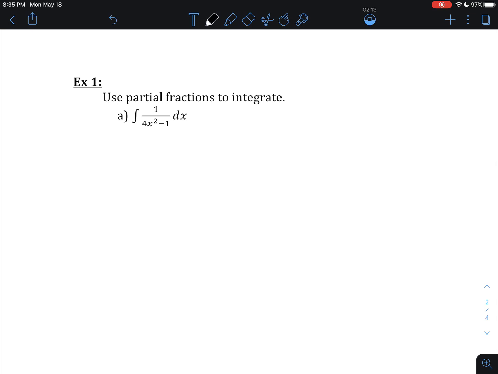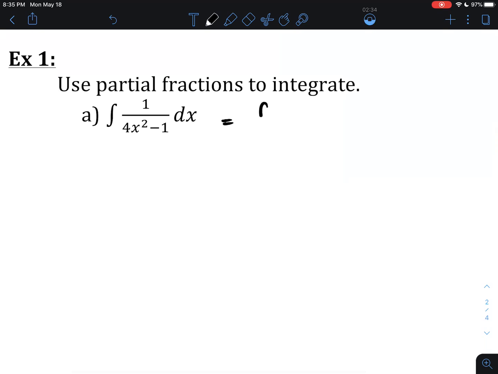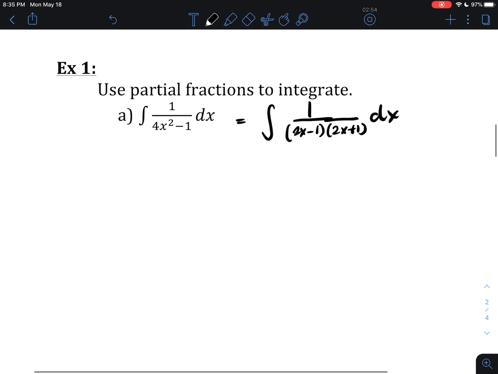All right. So example 1, use partial fractions to integrate. So we have the integral of 1 over 4x squared minus 1 dx. Okay, so of course, like I said, number 1 is usually not used. So 2, let me make this a little bigger. 2 says to factor the denominator. Well, if I factor the denominator, that's a difference of squares. I hope we remember those rules. This gives us 2x minus 1 times 2x plus 1 dx. Okay, so it starts off by making this factor.